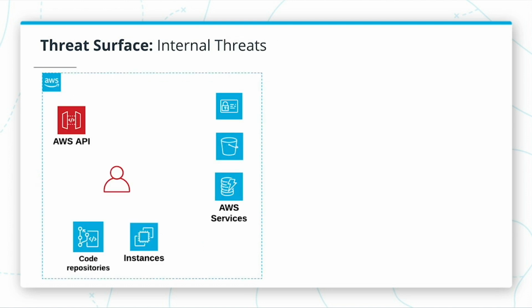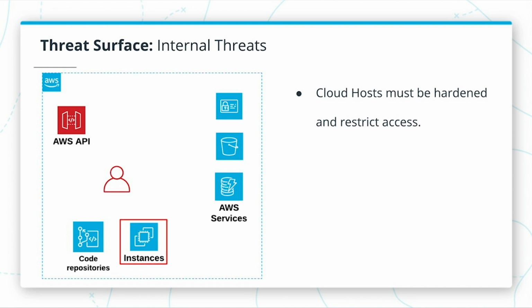What about internal threats? If an attacker or a piece of malicious software is deployed or has gained access to the private networks that are connected to either cloud or on-premise IP space, we again need to ensure that cloud hosts are hardened and restrict access. Internal attackers may also have gained access to instances and hosts running in the cloud and will attempt to install and run malware or access data on cloud instances.